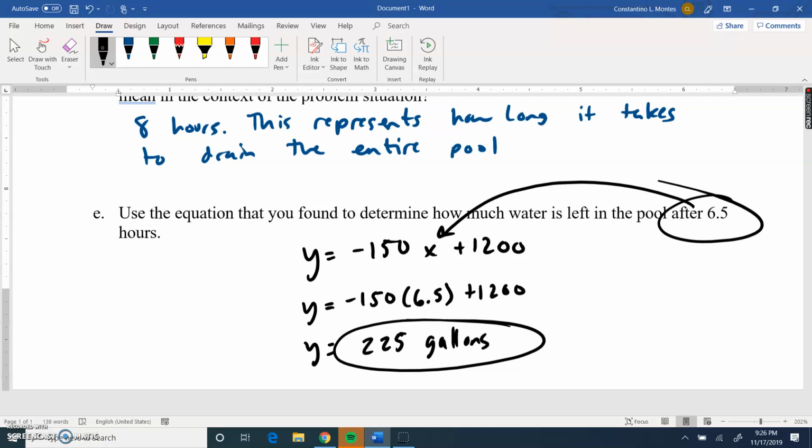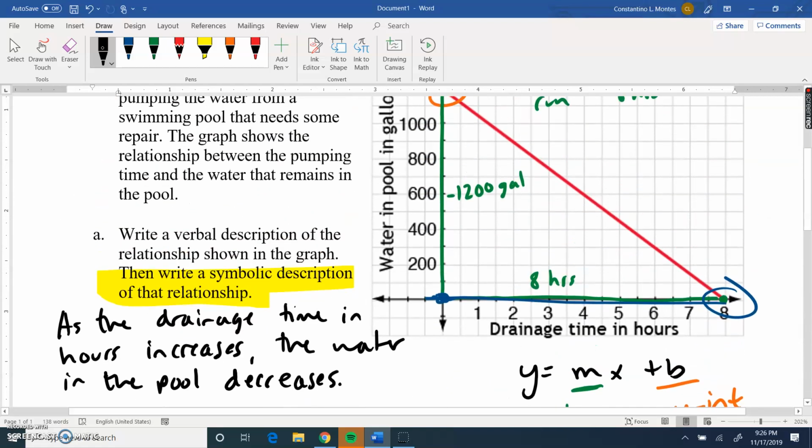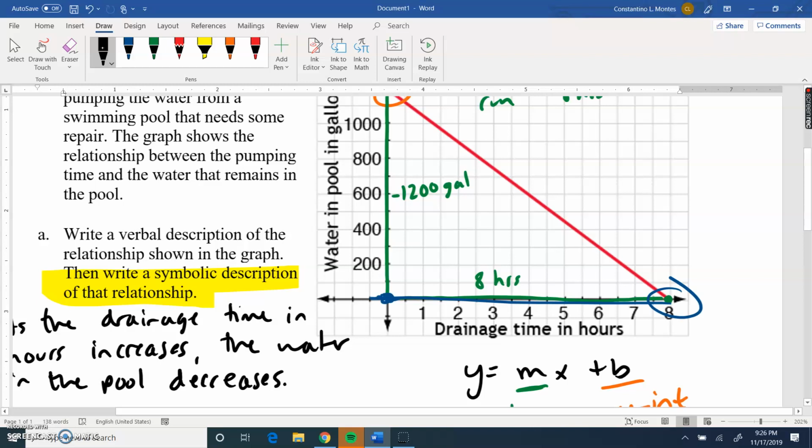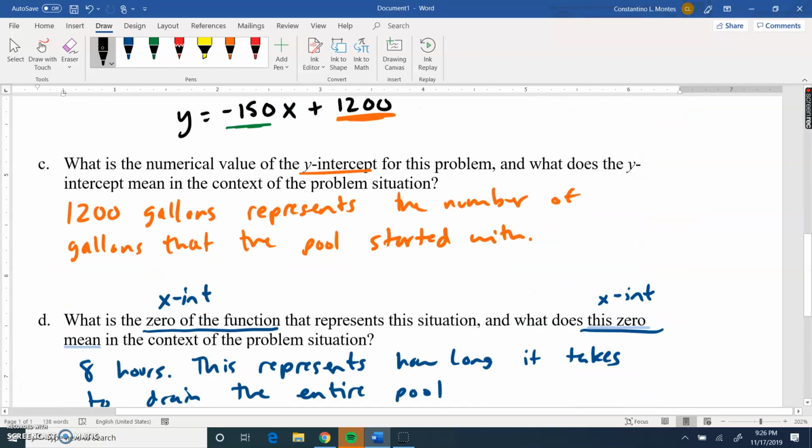We can go up to the graph and we can verify that. 6.5 hours is right here. If I go up, I hit the graph here, and if I were to go over, it's about right there, which, just by visual inspection, is about 225 gallons. That's about a quarter of the way to 300, which is right here. Okay, so that's how you do that problem.